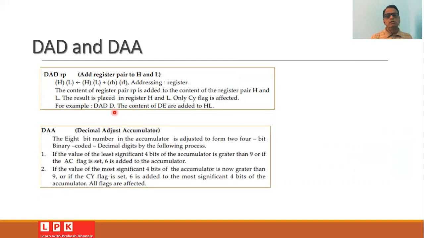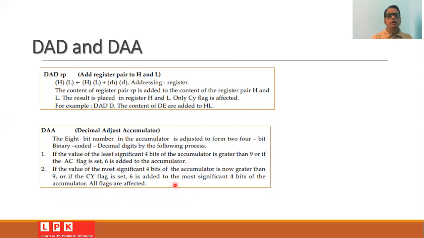There is another instruction that is called DAA, that is decimal adjust accumulator. So the 8-bit number in the accumulator is being adjusted to form two 4-bit binary coded decimal, or BCD, digits. If the value of the least significant 4 bits of the accumulator is greater than 9, or if the auxiliary carry flag is set, then 6 is being added to the accumulator.